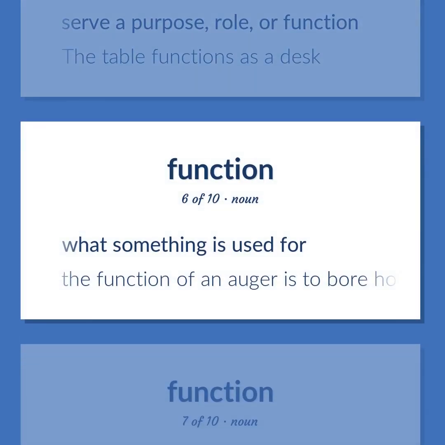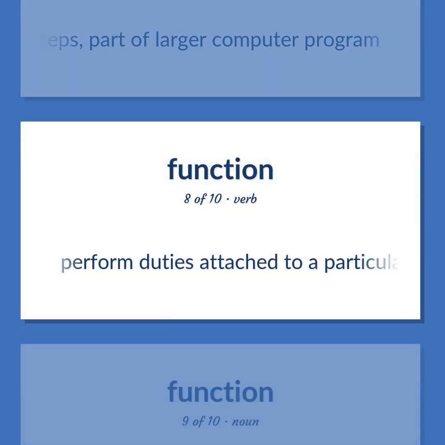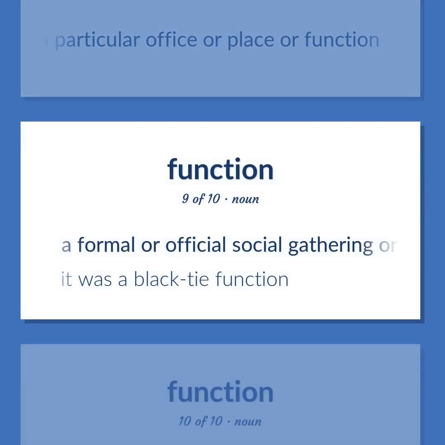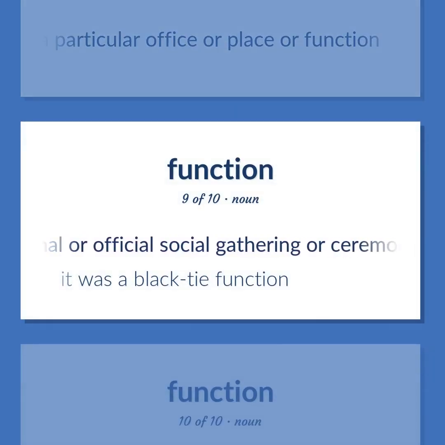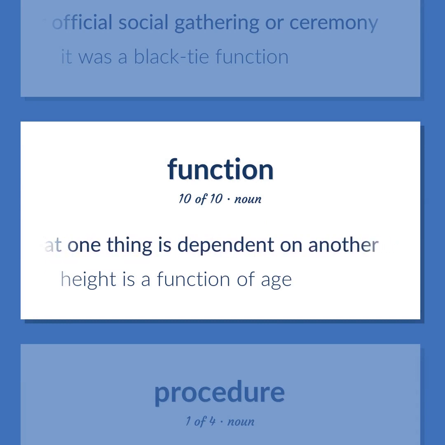What something is used for. The function of an auger is to bore holes. A set sequence of steps, part of larger computer program. Perform duties attached to a particular office or place or function. A formal or official social gathering or ceremony. It was a black tie function. A relation such that one thing is dependent on another. Height as a function of age.